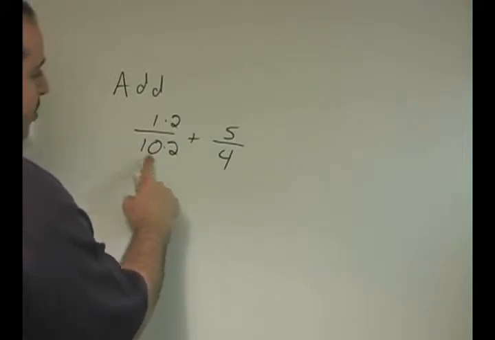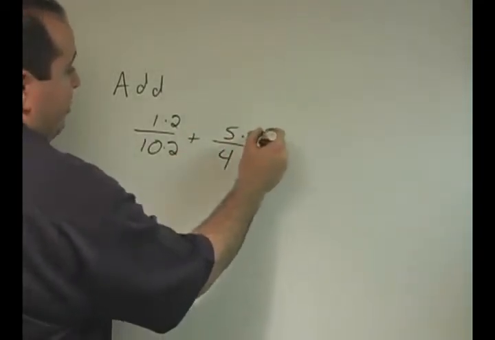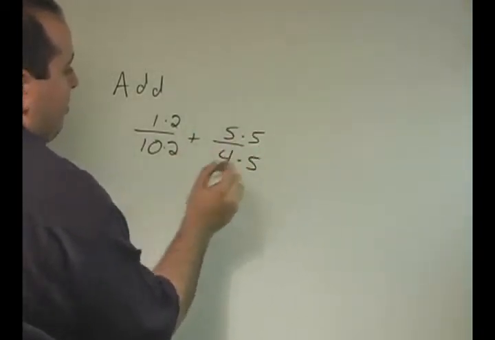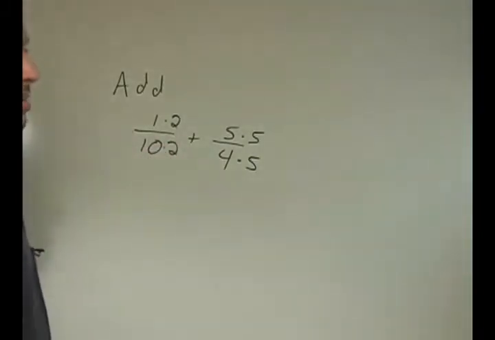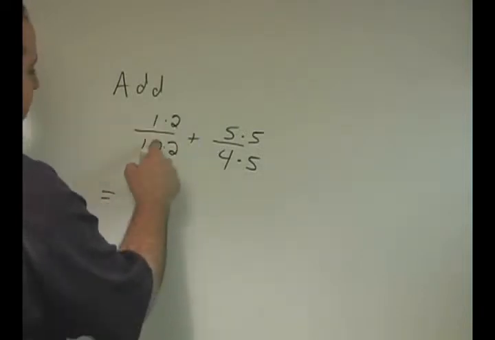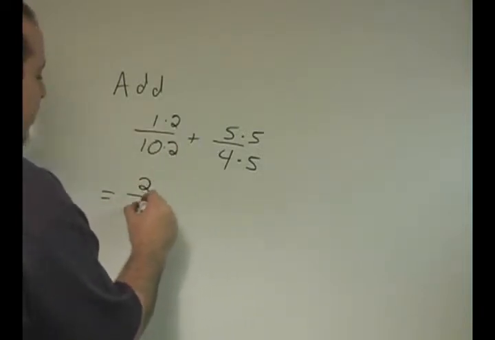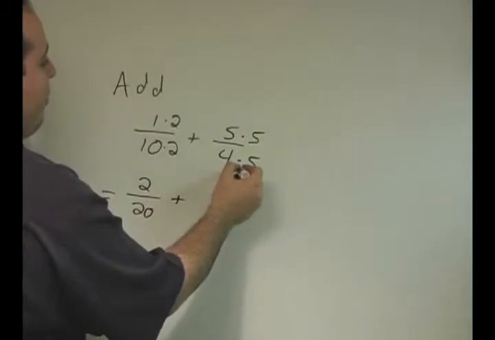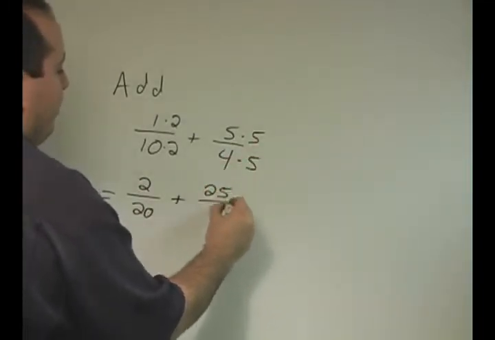Again, the reason is I'm going to get 20. And I can get a 20 down here as well if I multiply the top and bottom by 5. So notice we're multiplying the top and bottom by the same thing. Okay, so let's do that. And when I do that, the 1/10 adjusts to 2/20, and the 5/4 adjusts to 25/20.